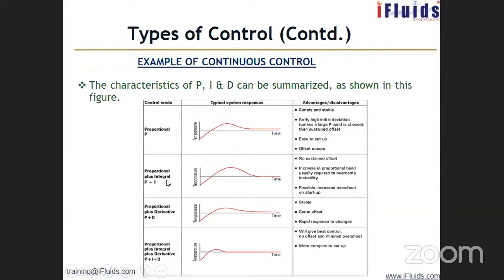Proportional and integral: if you use the two modes together, this is called the PI controller. You can see it is almost matching with the time. That is almost matching with your required value. No sustained offset. Increases in proportional band are usually required to overcome the instability. Possible increased overshoot at start up.